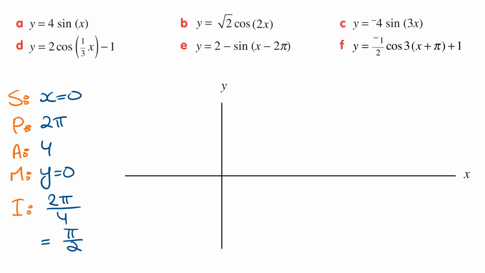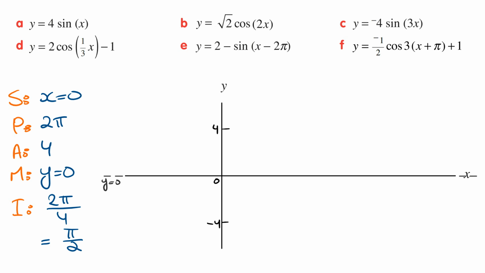Now that we've written down this information, on the axis we start by drawing the midline first with a dashed line. And this is going to be the line y is equal to 0. The amplitude is 4. And so from the midline, the maximum value is going to be 4 and the minimum value is going to be negative 4. The starting point is when x is equal to 0.